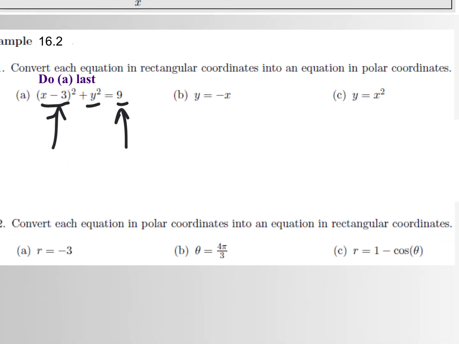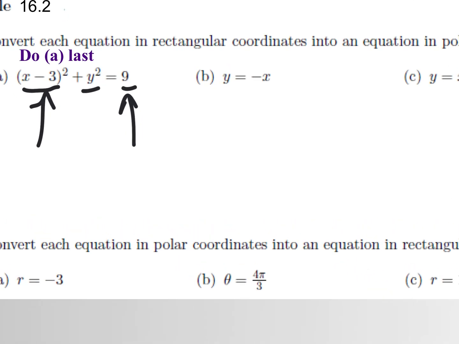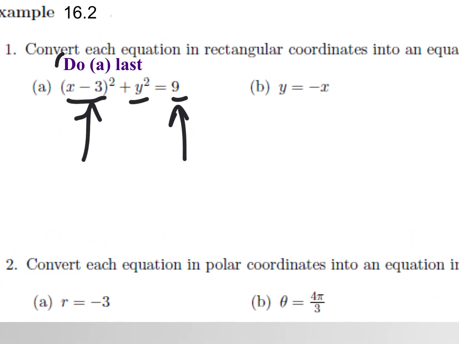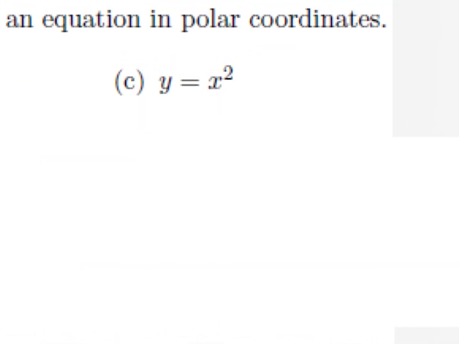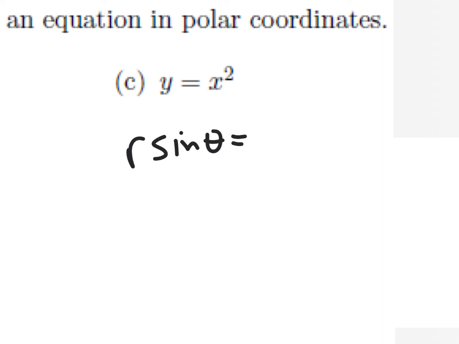So, your job on this problem, and it says do A last because it's the hardest one. Well, I already did this one with you. How about if we delay A and we go over here? Let's do this one. That'll be easier. y equals x squared. Ooh, I know what y is. Do you? r sine theta. Correct. Do you know what x squared is? r cosine squared theta. Ooh, you could do that, but there's something better.